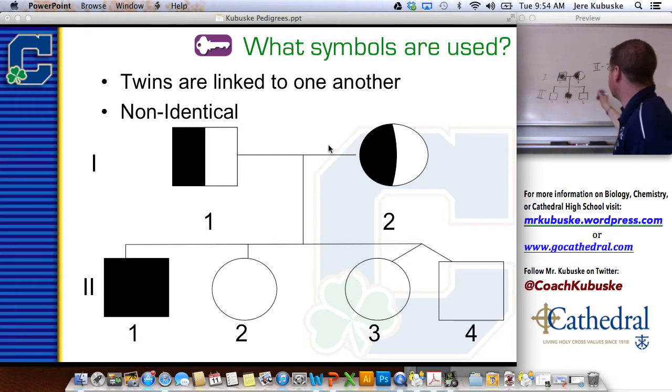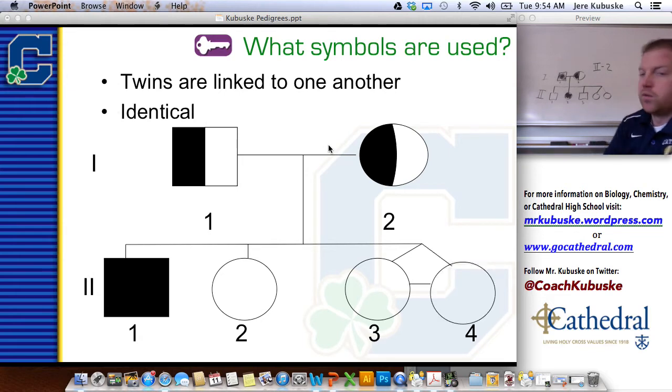If there's twins, like let's say they have another set of kids, let's just have one more, and then they end up having twins. Twins, it almost looks like cherries here. They're connected at a point, and that's for non-identical twins. If they're identical twins, you draw a line in between them. You finish off the triangle there. So I've kind of made a triangle that shows identical twins.